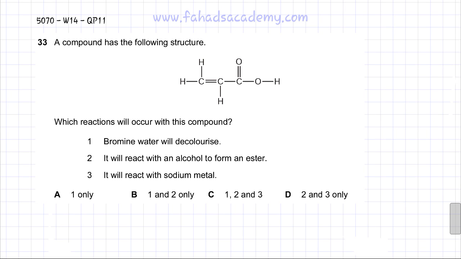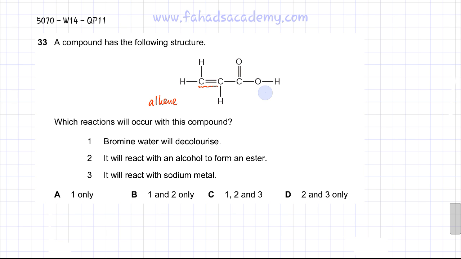The following question is related to organic chemistry, and the question states that a compound has the following structure. So you can have a look at the structure. This is the structure. If you notice carefully, there's a carbon double bond carbon, which means that it's an unsaturated compound. And this carbon double bond carbon would also indicate that it's an alkene. So this compound is an alkene.